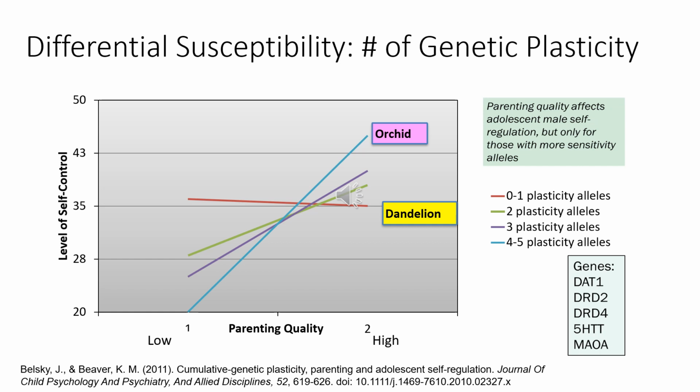What this graph shows is the connection between parenting quality and level of self-control, or self-regulation. For the dandelions, who did not have many plasticity alleles, their behavior was not so predicted by their parenting quality. But for the orchids, those who had the most plasticity alleles, their behavior was really predicted by parenting quality. If their parenting quality was low, they were the most poorly behaved, and if their parenting quality was high, they were the best behaved.